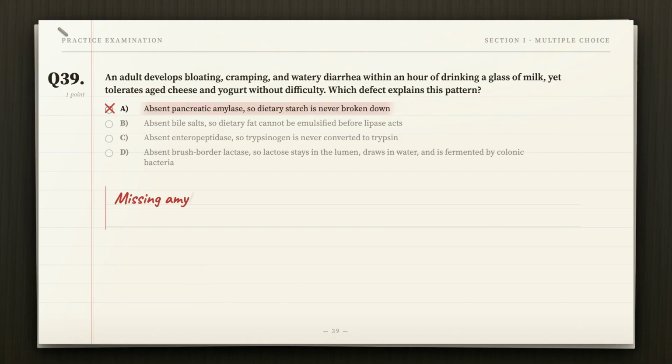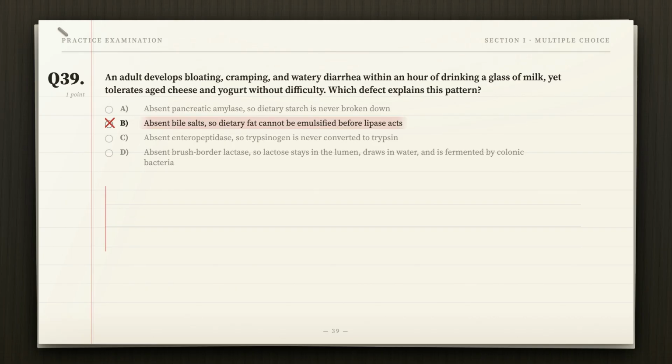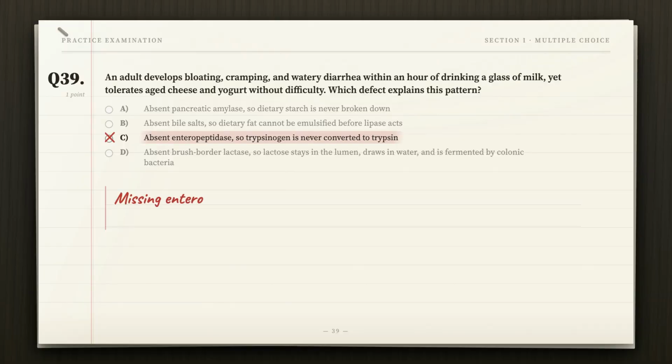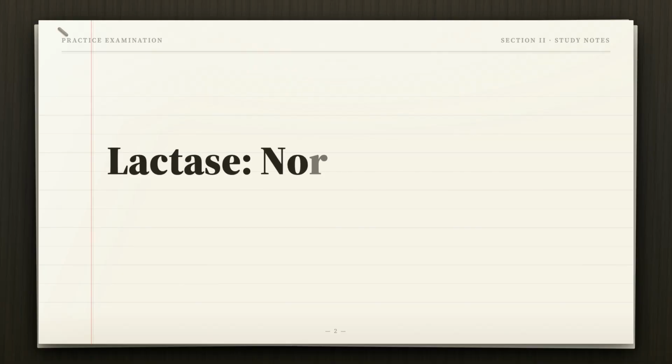A is wrong because missing amylase would impair starch handling and would produce symptoms after bread, rice, and pasta rather than after milk specifically. B is wrong because missing bile salts causes fatty, foul, floating stools after fatty meals. Aged cheese is high in fat and would be poorly tolerated, which the patient reports is not the case. C is wrong because missing enteropeptidase blocks activation of the pancreatic proteases and causes protein malabsorption. It has no relationship to milk sugar.